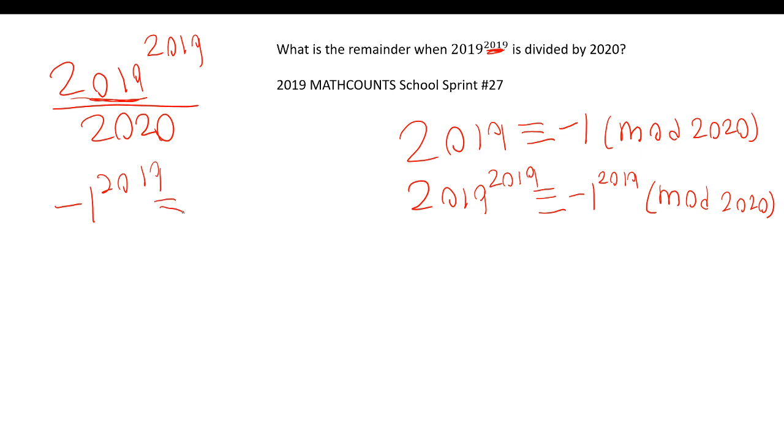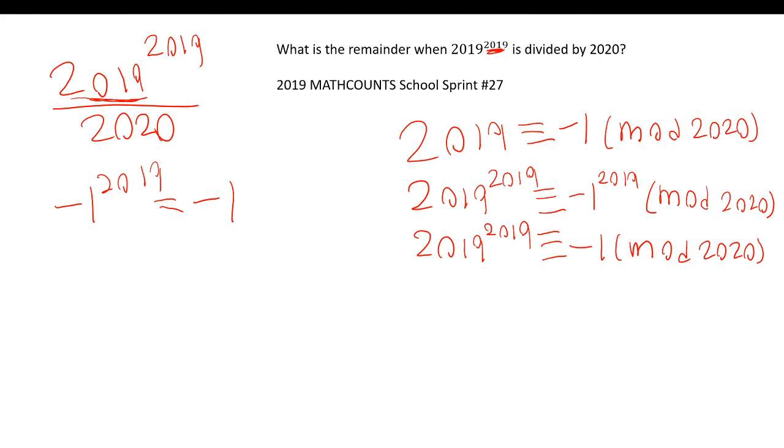2019 is an odd number. Any odd power of -1 results in -1 again, and any even power, such as -1 squared, is obviously 1. Any even power results in 1 because you pair in groups of 2, but you can't pair an odd number in groups of 2 all the way without having a remainder of 1. So this is -1. So 2019 to the 2019 is congruent to -1 in mod 2020.